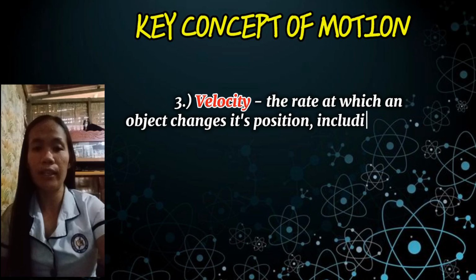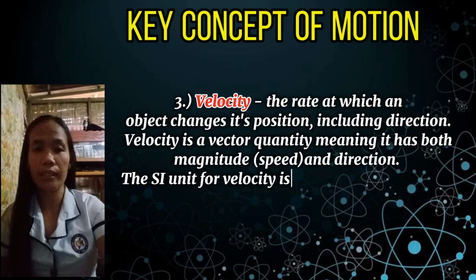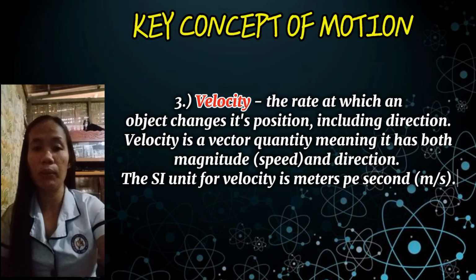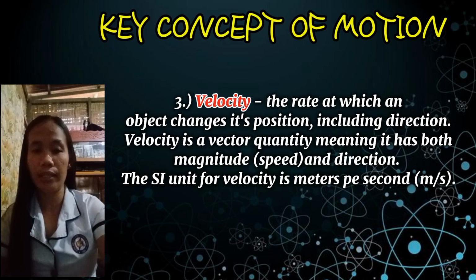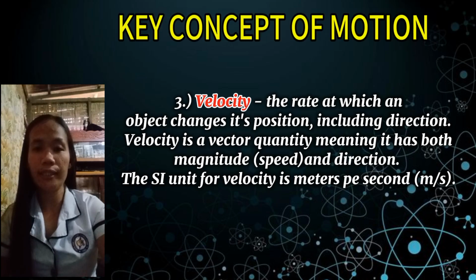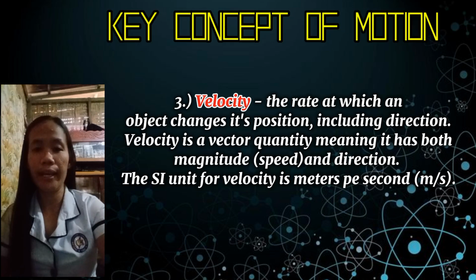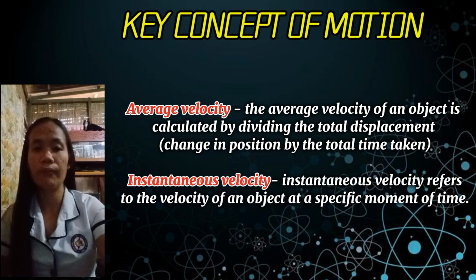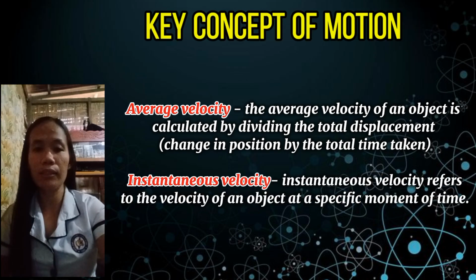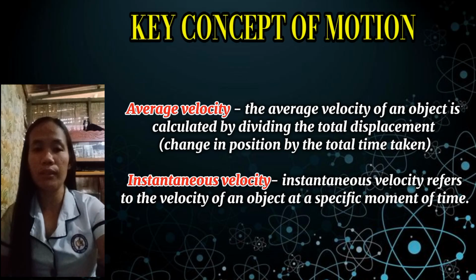The third is velocity. The rate at which an object changes its position, including direction. Velocity is a vector quantity, meaning it has both magnitude, or speed, and direction. The SI unit for velocity is meters per second, or m per s. The average velocity of an object is calculated by dividing the total displacement, or change in position, by the total time taken.